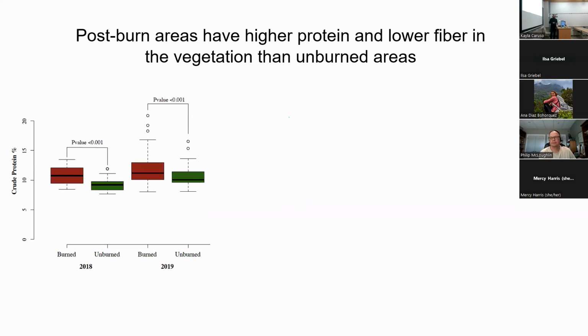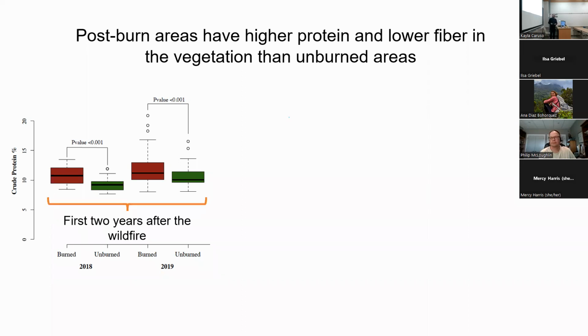Anyway, let's go back to the effect of fire on forage quality. And indeed, what we found is that fire affects the proportion of crude protein in the vegetation. So in this figure, the y-axis represents the crude protein in percentage, and the x-axis represents burned areas in the red boxes and the unburned areas in the green boxes for every single year. So we have 2018 and 2019, so 2 years, 2 growing seasons after the fire that happened in that area.